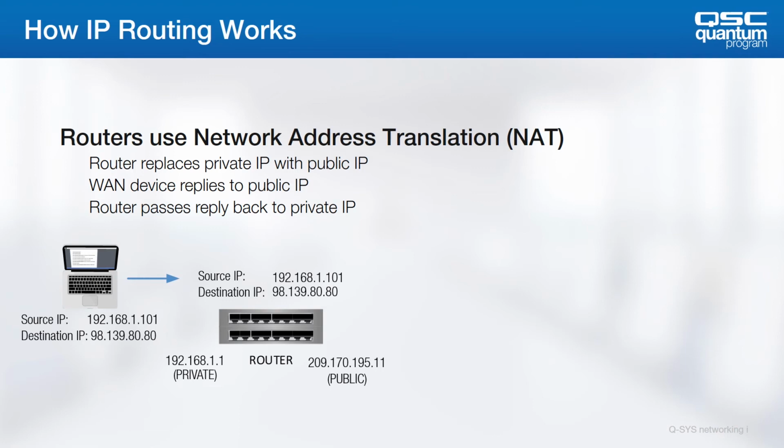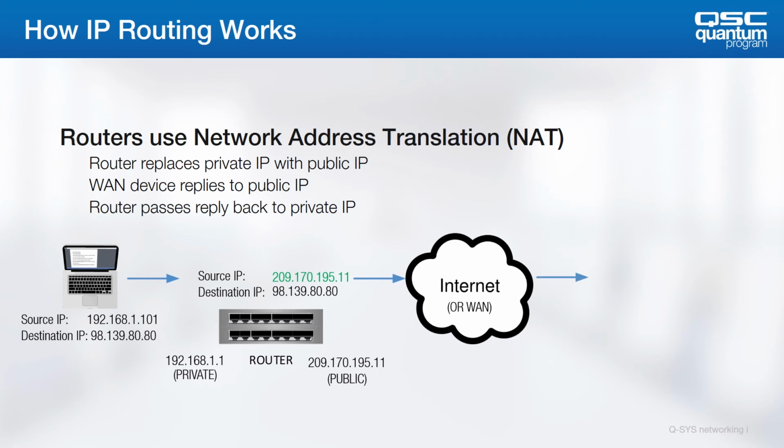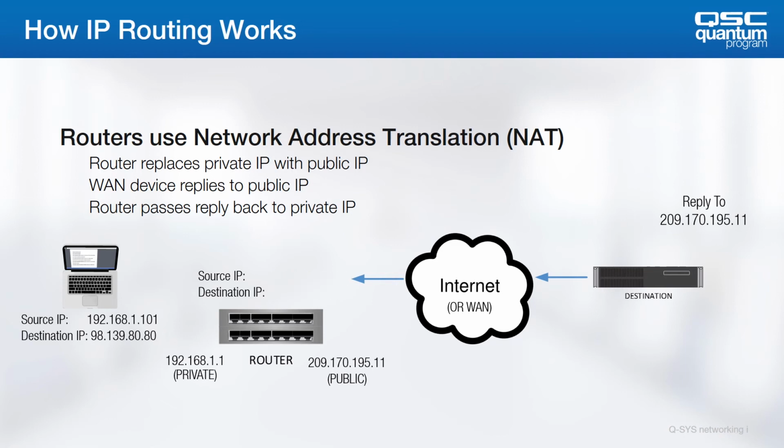The router takes the packet and replaces the private source IP with its public IP address to pass through the network of routers and relays that comprise the cloud. The reply from the destination address will be sent to the router's public IP. The router will then pass the reply back to the original requester on the private side. This is often referred to as Network Address Translation, or NAT. It comes in a number of forms, but this is how it works in the general sense.